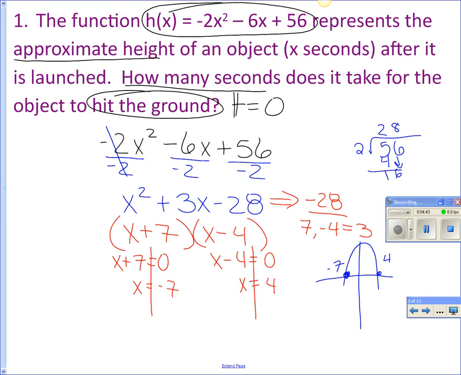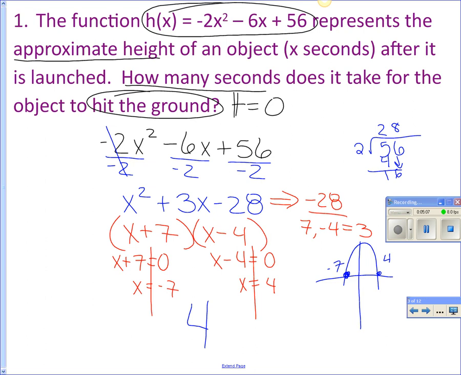But this is a word problem. It says how many seconds for it to hit the ground. Well, I've got 2 choices. Do you think it's negative 7 seconds, or do you think it's positive 4 seconds? Positive 4. So the answer to this whole problem is that.